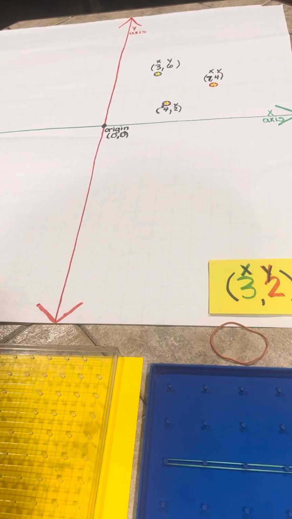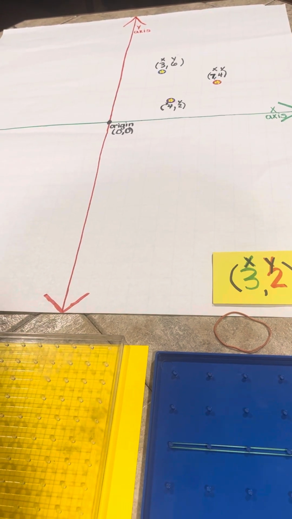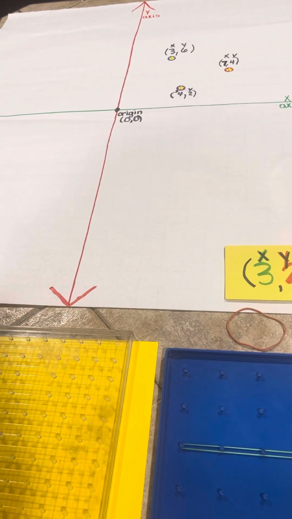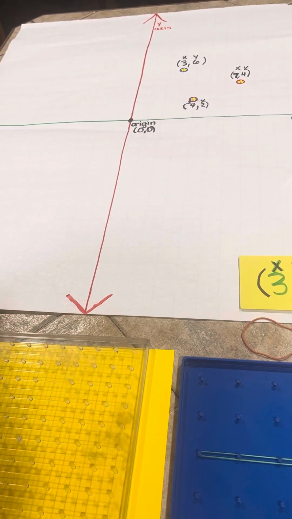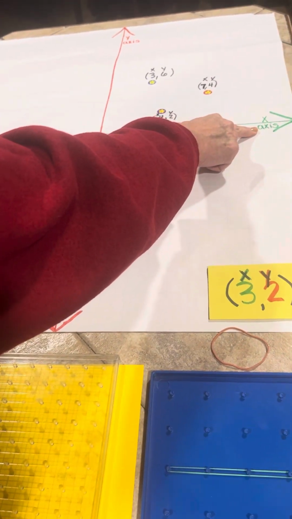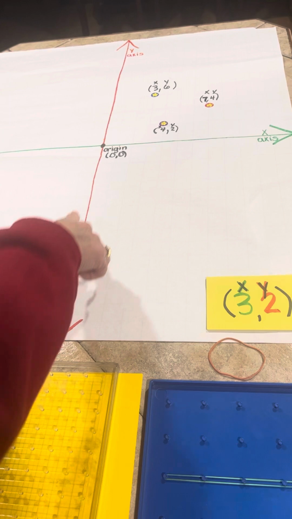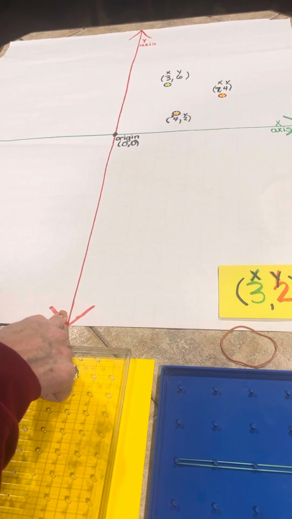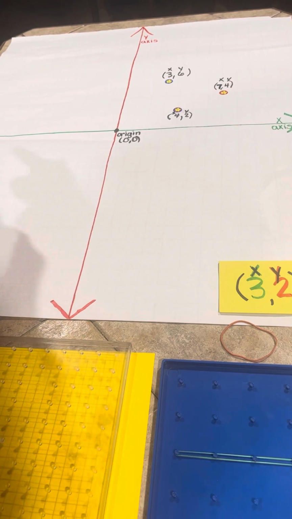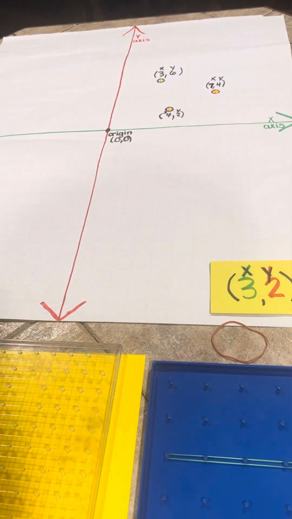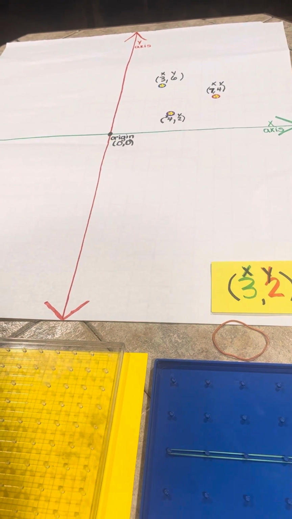This coordinate grid is divided into 4 parts. These 4 parts are called quadrants. That's really easy to remember because the prefix quad means 4. You notice that the green line represents the x-axis. The y-axis intersects the x-axis. The red line is the y-axis, and it forms perpendicular lines, and where they cross is called our point of origin, point 0, 0.